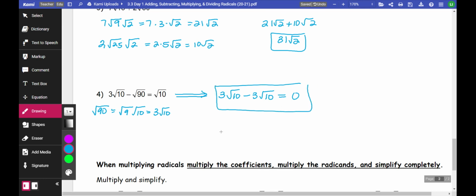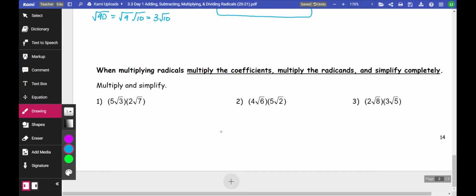All right, good. All right, and finally, multiplication is a lot easier because there's not as much you have to worry about. You don't have to worry about the like terms. You just have to worry about simplifying completely. So in number 1, what we do is we're going to multiply the coefficients, multiply the radicands, and simplify. So you can rewrite this if you want.